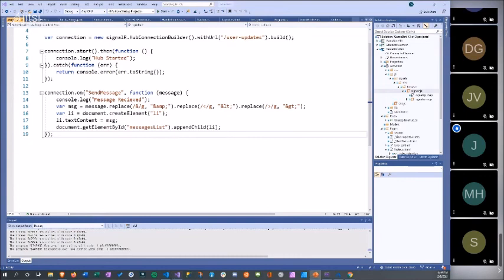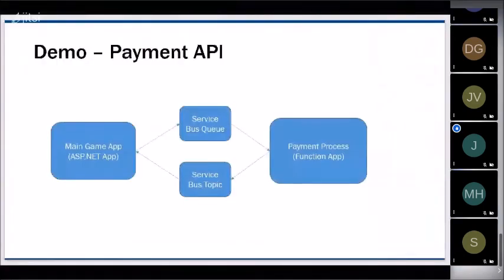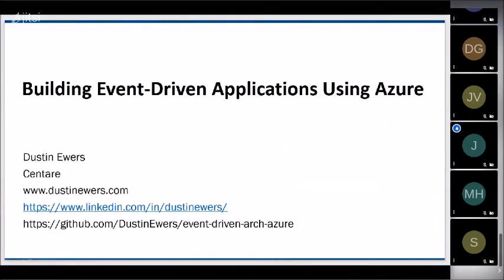So with that, let's go to the end here. So yeah, that's all I got. If you want to learn more about event-driven architecture, I would recommend you go check out the Microsoft docs.